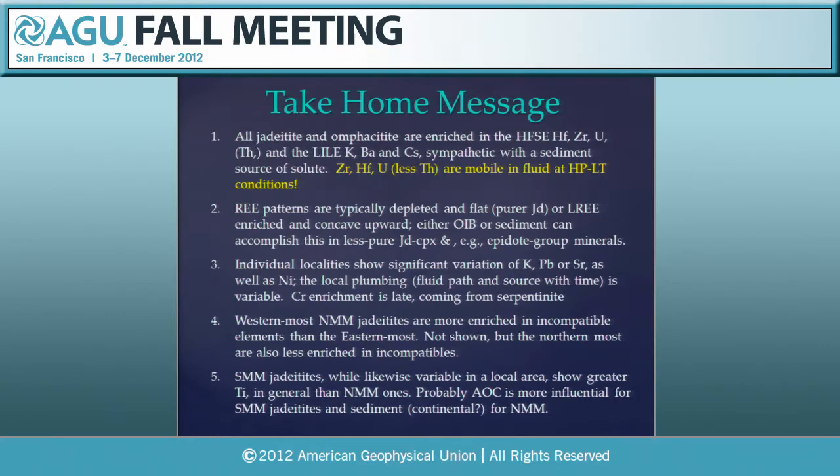And the last thing is the southern group tends to be more titanium enriched and also more calcium magnesium enriched, so it may be that they're seeing more contribution from the altered oceanic crust and less contribution from the sediments, while the north is seeing more contribution. But there's still a lot of variation going on in all of this. Thanks a lot.